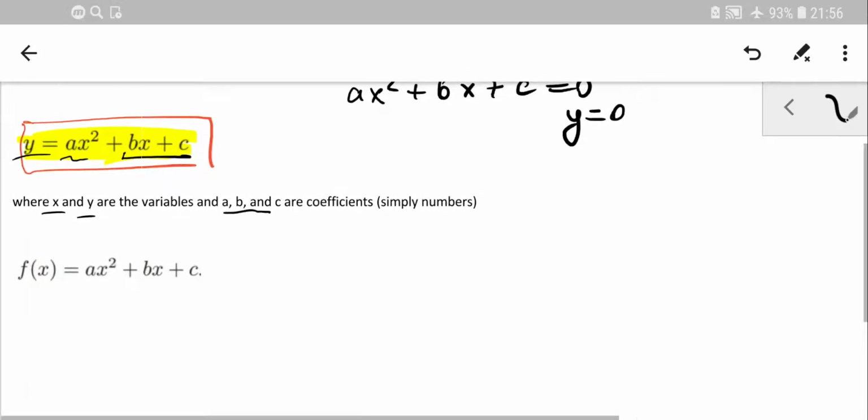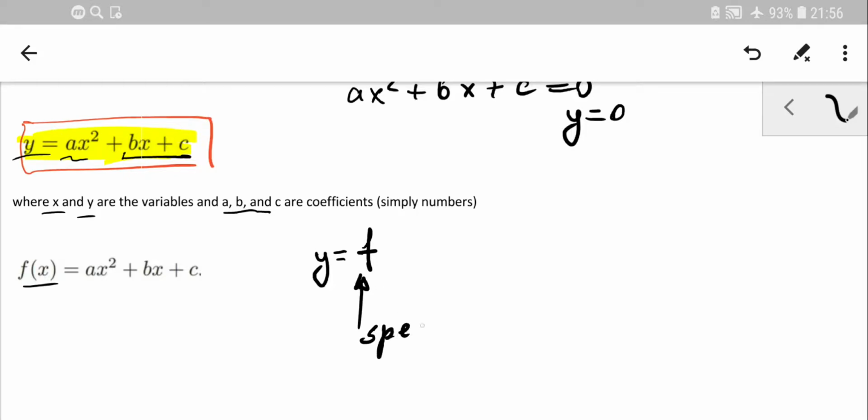Sometimes you might find that instead of y, many mathematicians use f(x). So what's the difference? No difference actually, because y they denote as f, a sort of specific rule set up for the relationship between x and y. So f means the rule that you use here. The rule is simply square the x, times a, then add bx, and then add c. That's the general specific rule for quadratic functions.